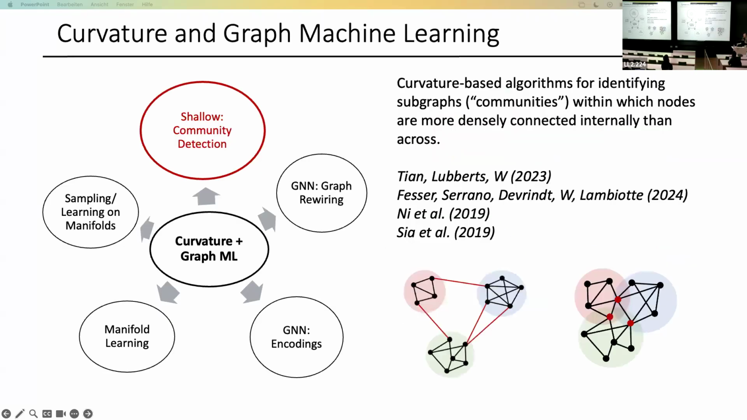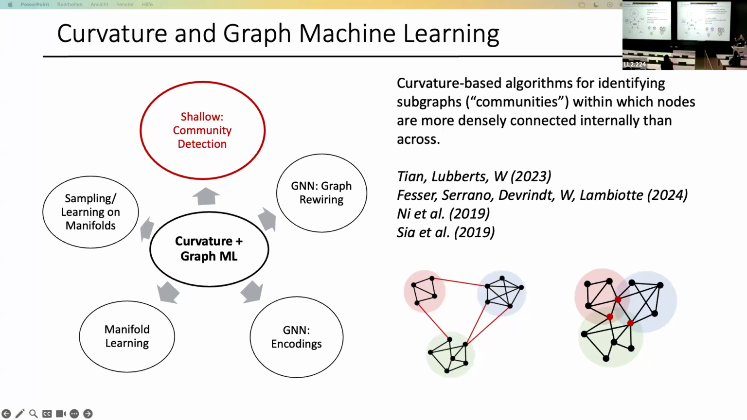And then once we have defined those notions of curvature, we want to use that to look into graph machine learning algorithms that leverage such curvature characterizations of the geometry of our input data. And I want to just give you a very brief idea of how those algorithms look, and then we will focus on specific parts in the second and third part.